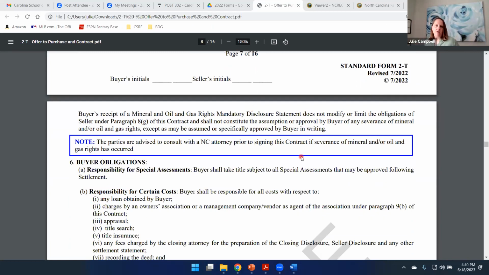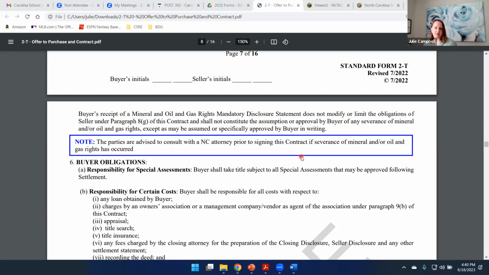Buyer's receipt of the MOG does not modify or limit the obligations of the seller under paragraph 8G below of this contract, and shall not constitute the assumption or approval by buyer of any severance of any minerals or oils or gases, except those that may be assumed or specifically approved by the buyer in writing.